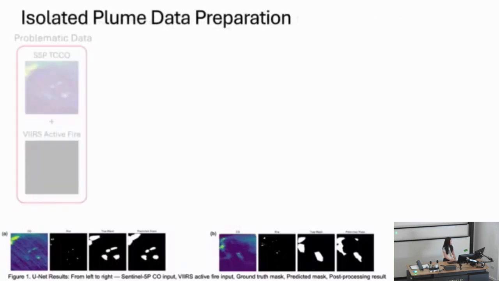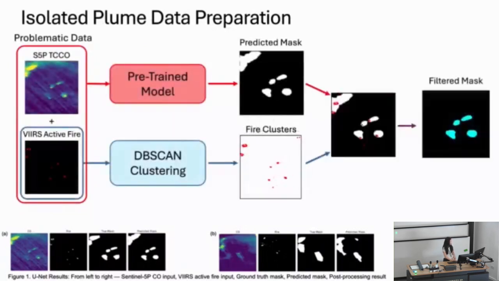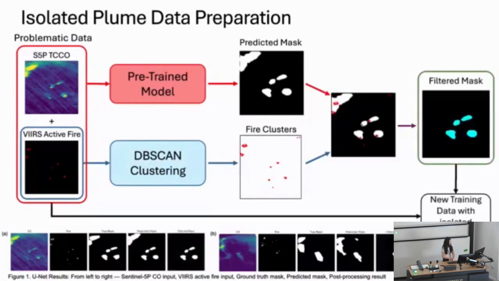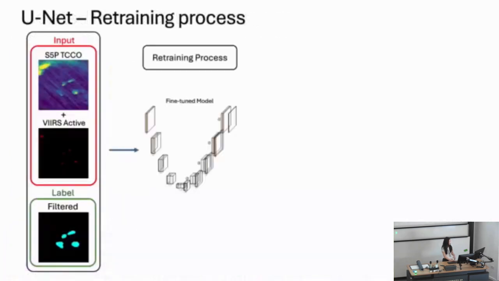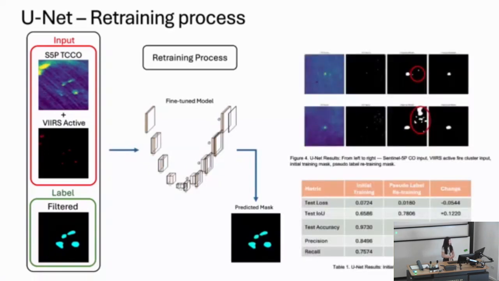So we also proposed post-processing to prepare datasets that only contain isolated plumes, and retrain with a fine-tuned model. The results show that we're getting all the isolated plumes, making the results significantly improved. So this work is now able to make a global analysis of emission coefficients.